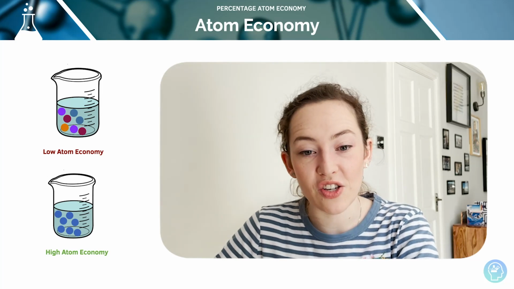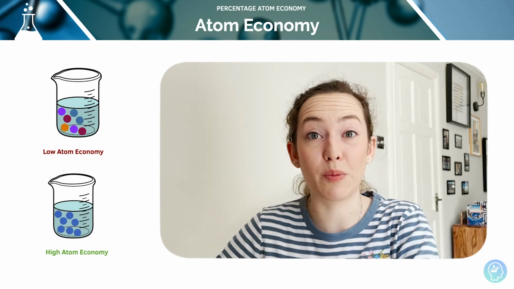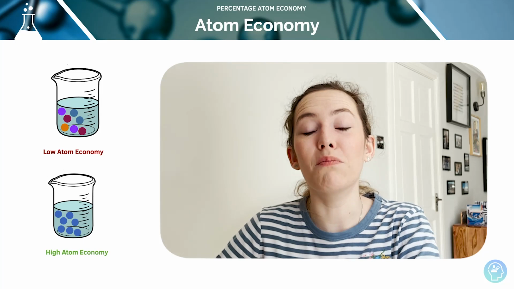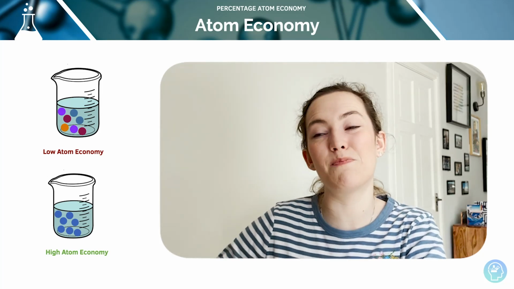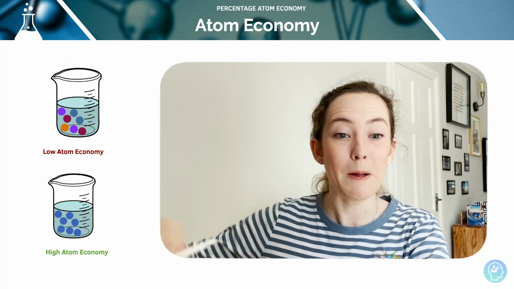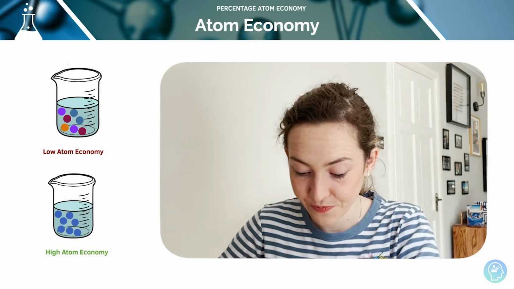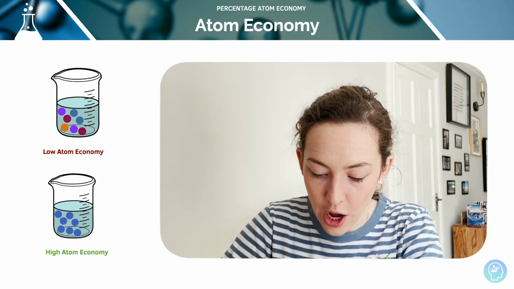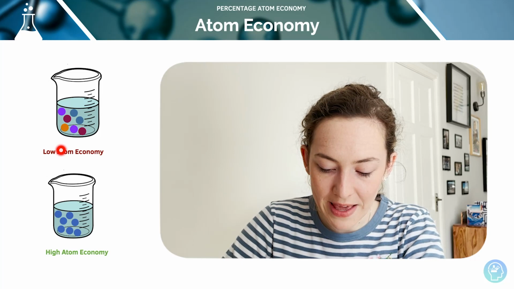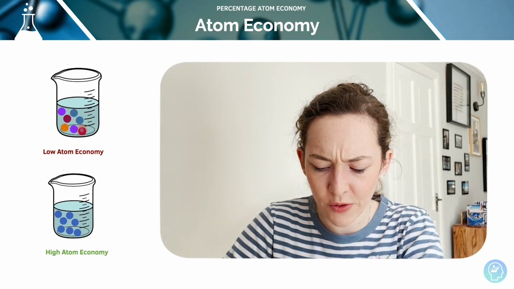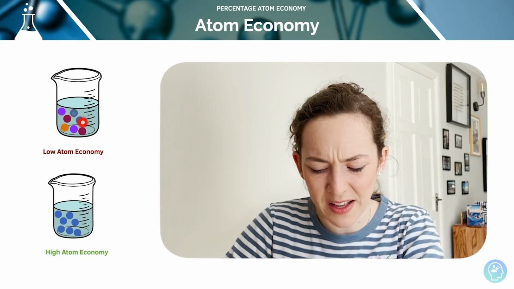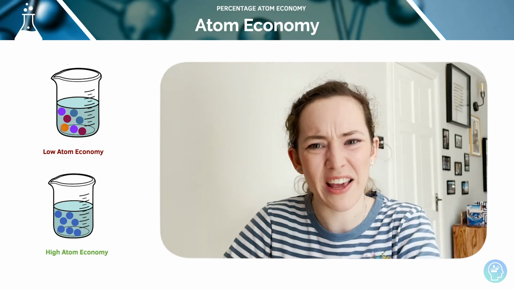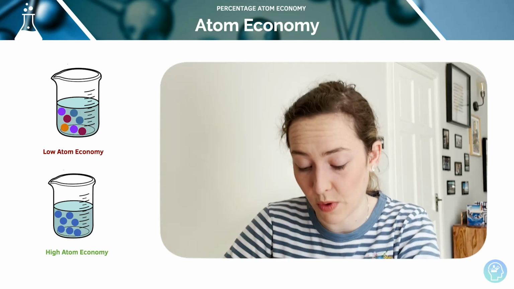The higher the percentage of the atom economy, the cheaper the process, of course. The more of the desired product you're making, the less wasteful byproducts you make, the cheaper the process. Here we've got a low atom economy, so we're making all sorts of different products. Imagine I only want the blue circles. I'm also making some purple, some red, and some yellow. They're useless. They're going to go in the bin or somewhere that I don't need them.